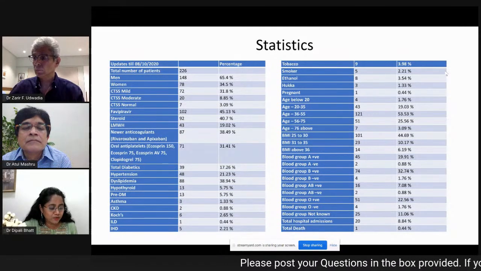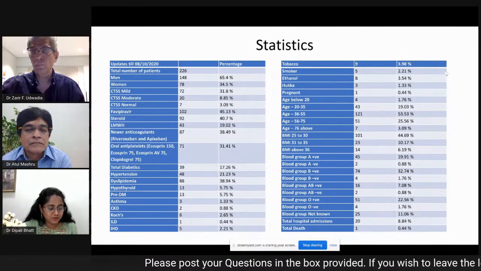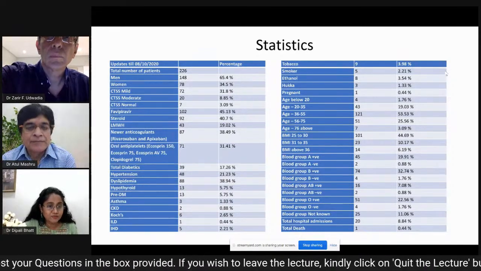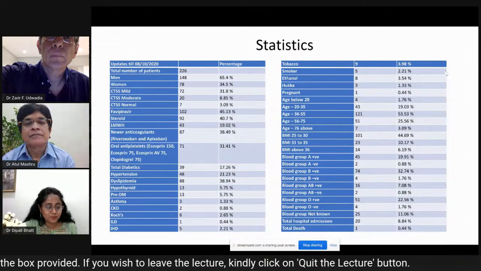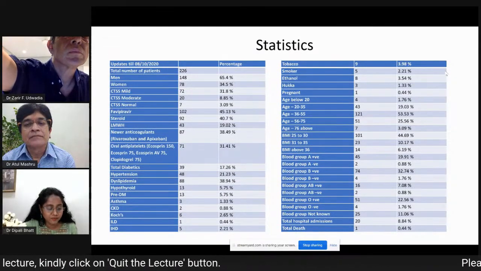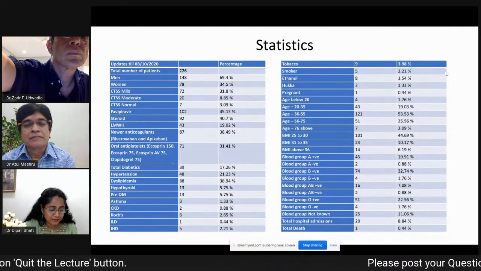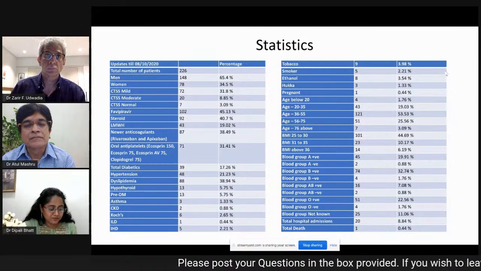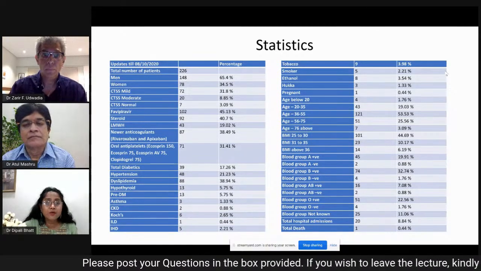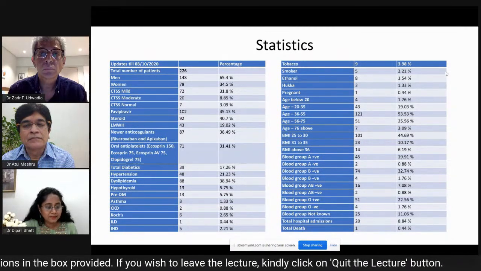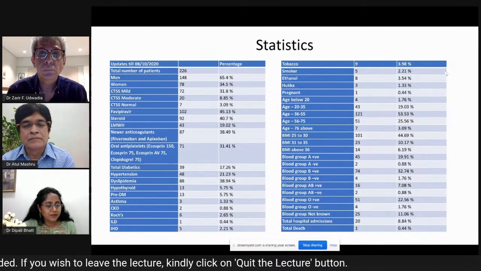Now the age group we classified: 20 to 35, there were 43 patients. 36 to 55, 121 patients. 56 to 75 were 51, and 76 and above were 7. The BMIs 25 to 30, there were about 101 patients. 31 and more BMI, 37.